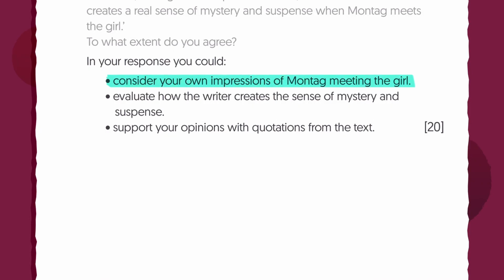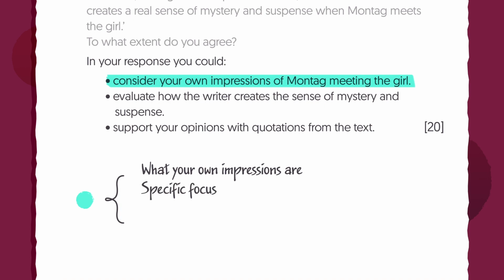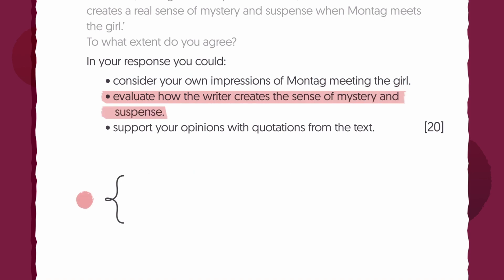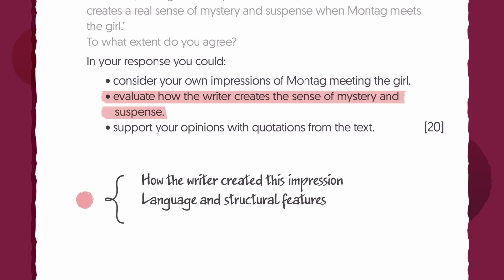If you look closely at the first bullet point, it's asking you what your own impressions are, and it gives you a specific focus. In this case, Montag meeting the girl. This is asking you to show some understanding of what you've read. It's asking for comprehension skill. The second bullet point is asking you how the writer has created this impression. In other words, what kinds of language and structural features they might have used.